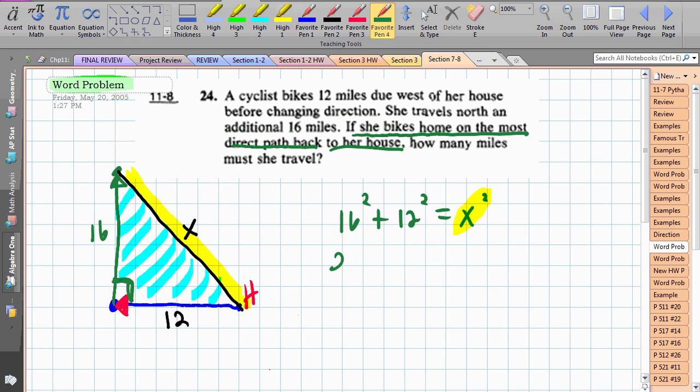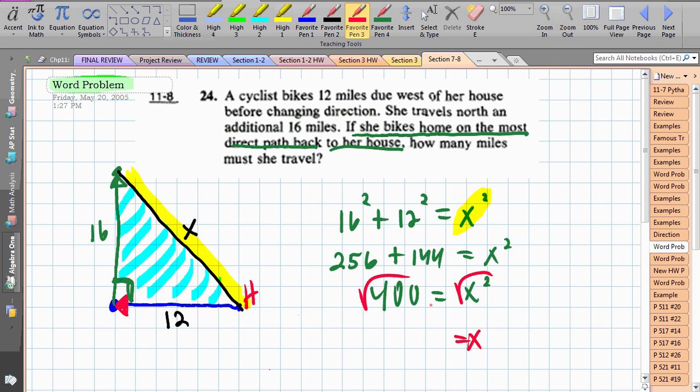So 16 squared is 256. 12 squared is 144. And so what do I have here? I have 256 plus 144. Well, that equals 400. And 400 is equal to x squared. I take the square root of both sides in here. x equals the square root of 400.